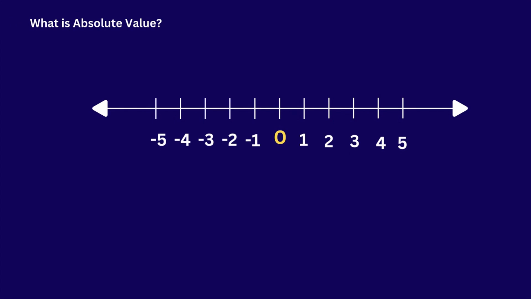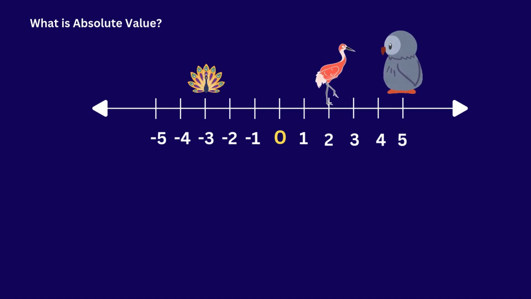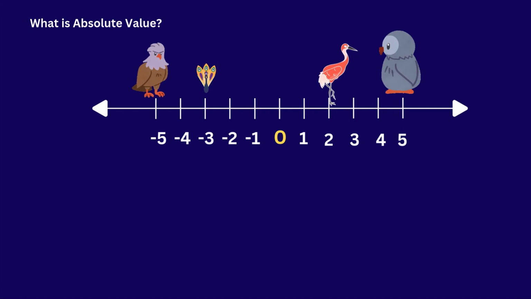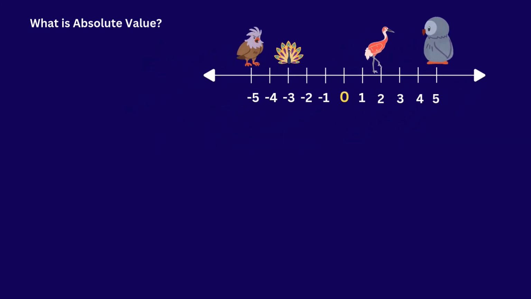So first, let's start with an owl standing on 5 on a number line, a swan standing on 2, a peacock standing on -3, and an eagle standing on -5. Their locations are the numbers that I just mentioned. So what does this have to do with the absolute value? The absolute value tells us the distance from 0 to the bird that we have.